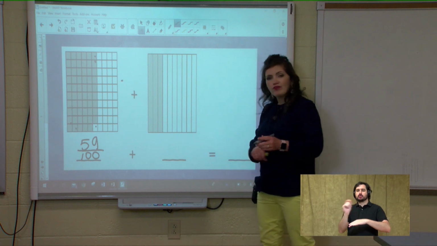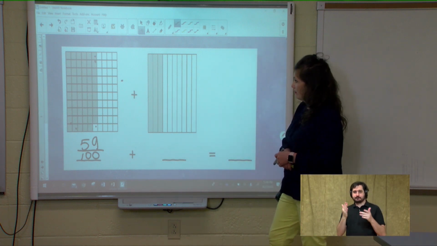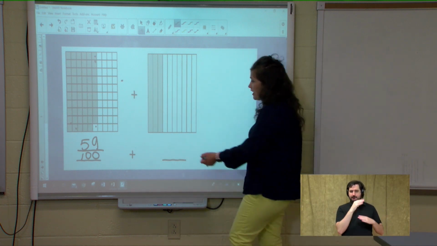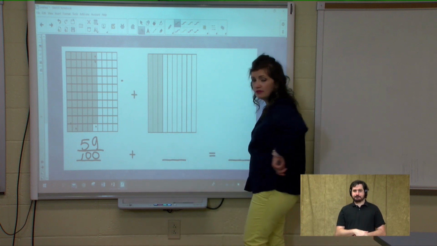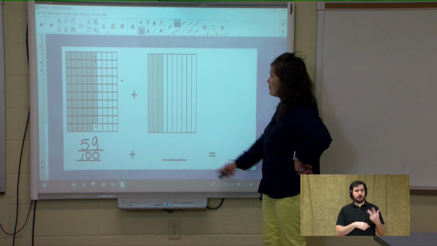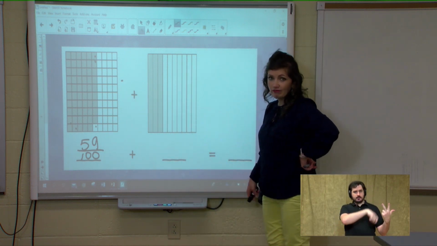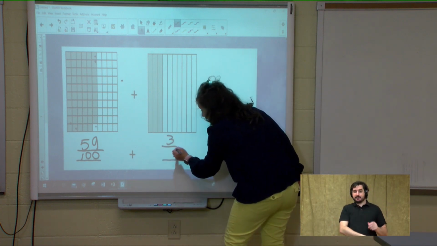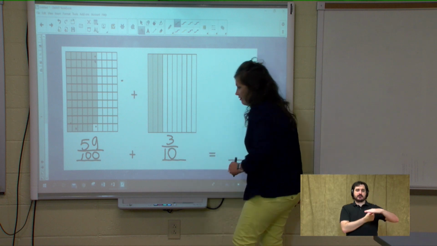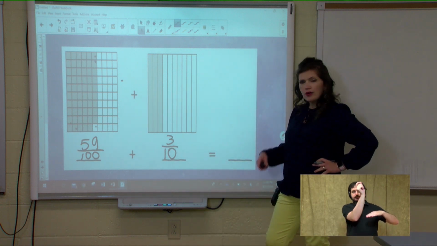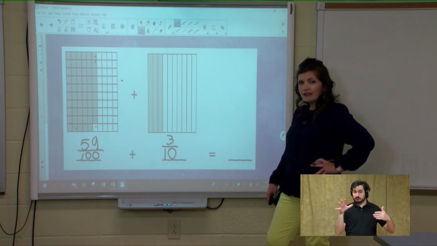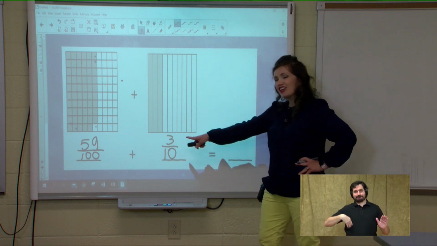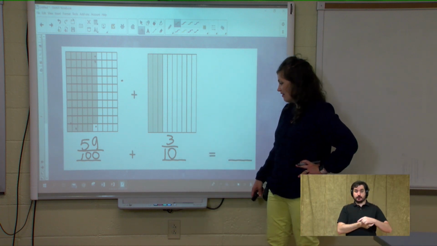Now, what would be my fraction for this shaded one? Well, how many columns do I have shaded? 3. How many total columns are there? 10. So I have 3/10 shaded. All right, can I go ahead and add? What do I need to do? I need to convert 3/10.